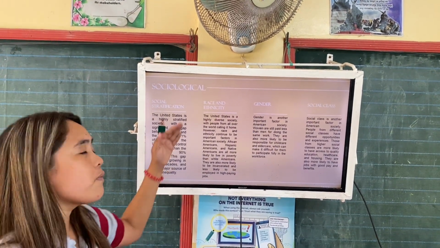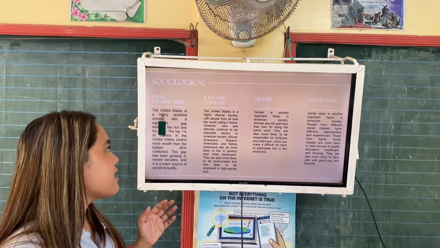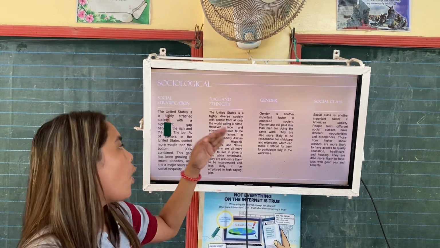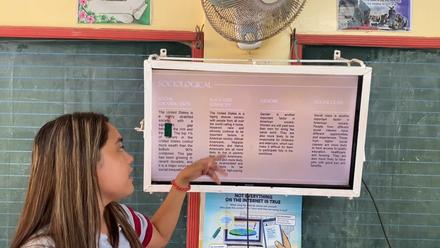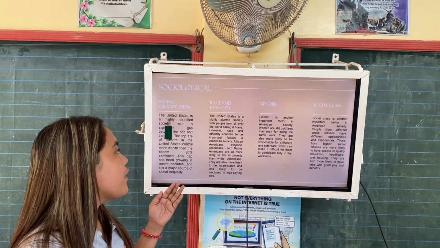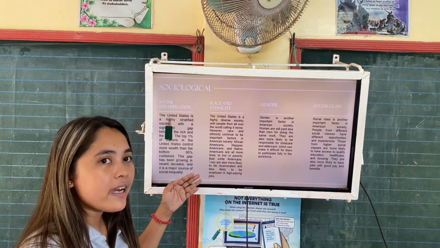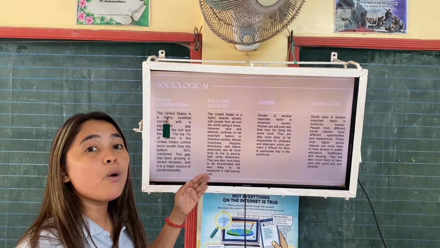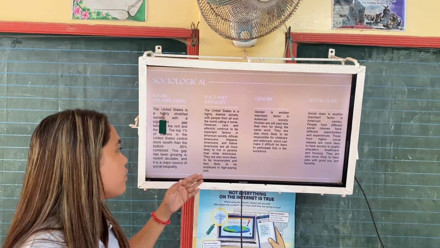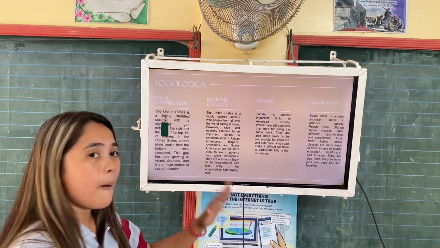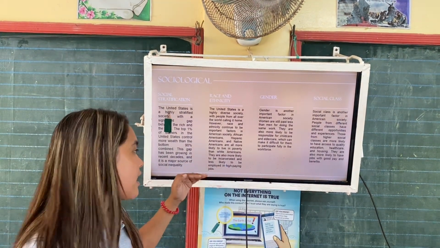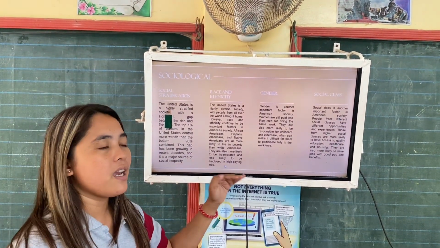So, in terms of race and ethnicity, the United States is a highly diverse society with people from all over the world calling it home. However, race and ethnicity continue to be important factors in American society. African Americans, Hispanic Americans, and Native Americans are all more likely to live in poverty than white Americans. So they are also more likely to be incarcerated and less likely to be employed in high-paying jobs.